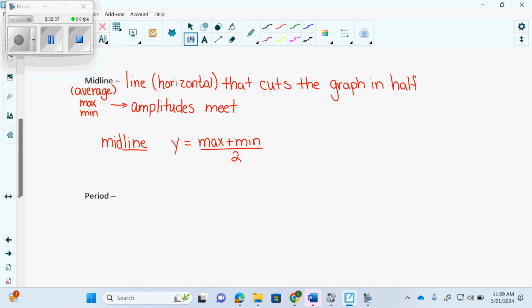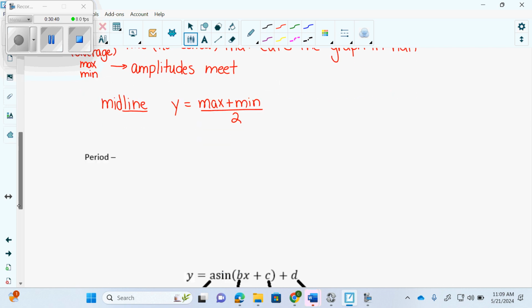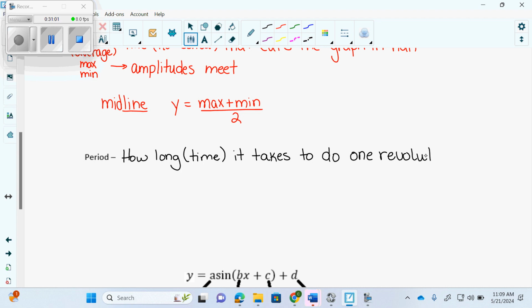Right here. Went to the period. So for the period, it's how long, so the time it takes to do one revolution horizontally.